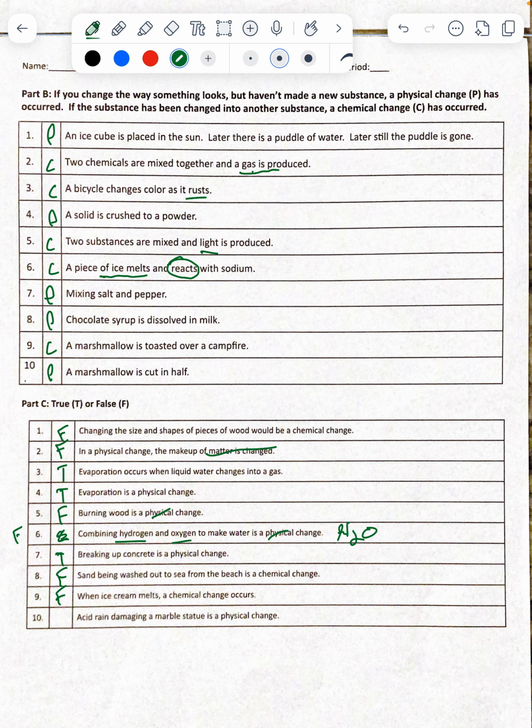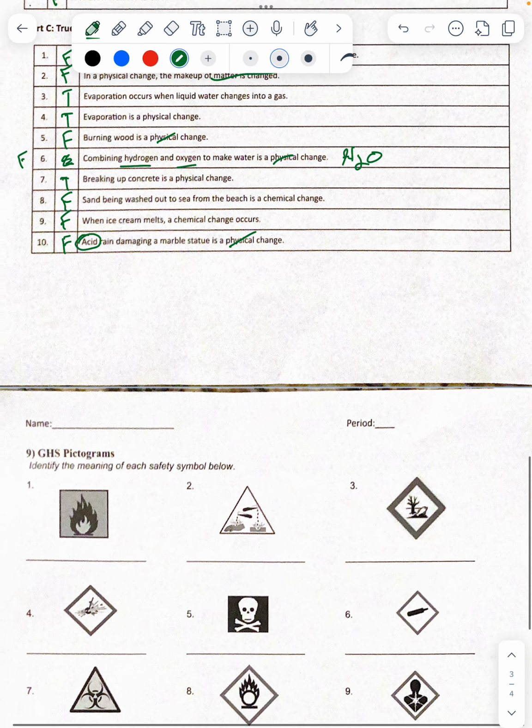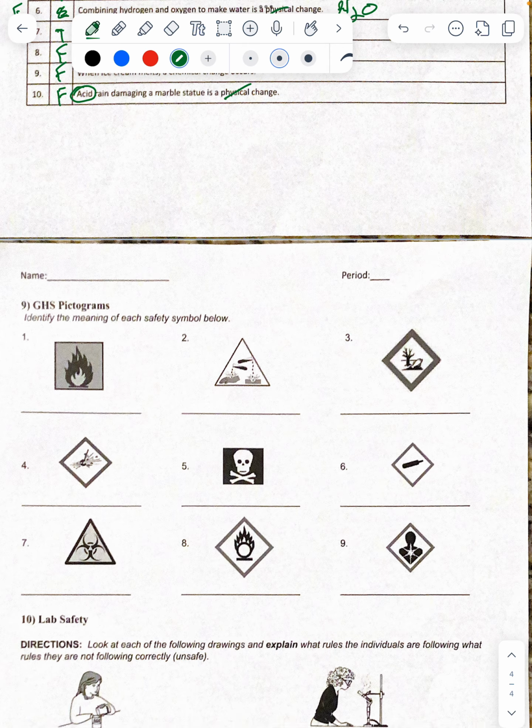Acid rain damaging a marble statue is a physical change. Acid rain. Okay, and it's damaging the marble statue, so you're not going to get that marble back. So this would not be a physical change. That would be a chemical change. That is false. Okay, going down here to pictograms. Okay, so easy one. This is just flammability.